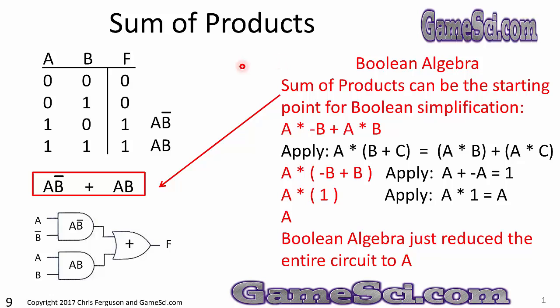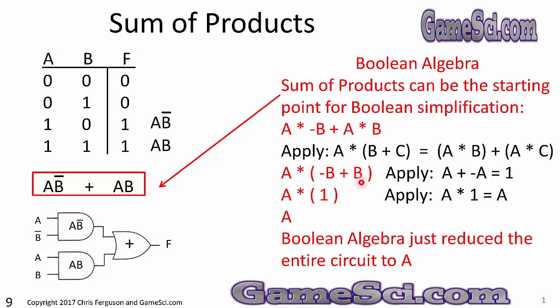Boolean algebra. This all ties into Boolean algebra. Sum of products can be the starting point for Boolean simplification. Our expression is A and not B, or A and B. If you apply this Boolean algebra law, A times (B or C) equals (A and B) or (A and C), you can simplify it to this expression, A and (not B or B).